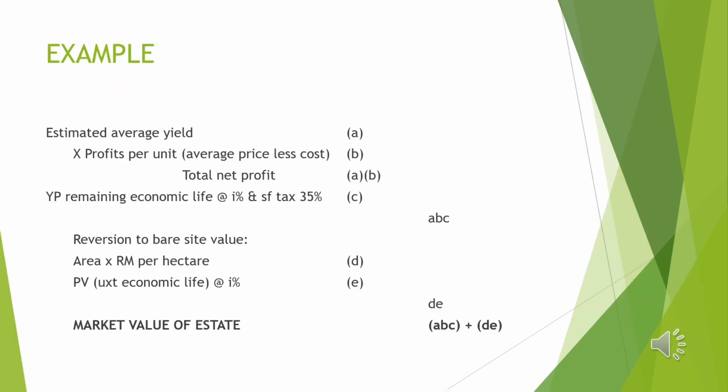Here we also attach the example calculation for the investment method. The estimated average yield will be multiplied by the profits per unit, which is the average price less cost, and we will get the total net profit. The total net profit will be multiplied by the YP remaining economic life, multiplied by I% and tax, which is 35%, and we will get the total. The reversion to bare site value will be calculated by area times ringgit per hectare, times PV, which is the economic life, multiplied by I%, and we get the total. The market value of the estate will be calculated by summing up both values.